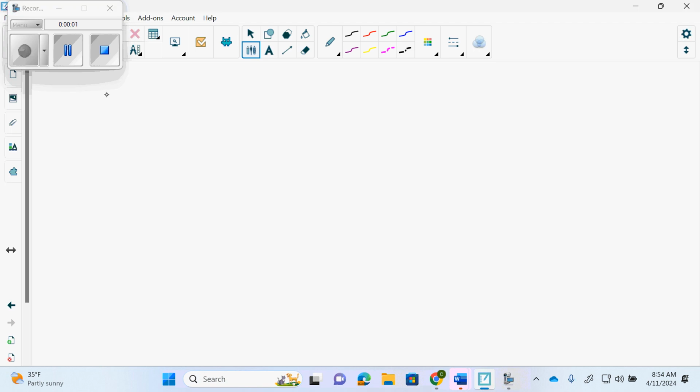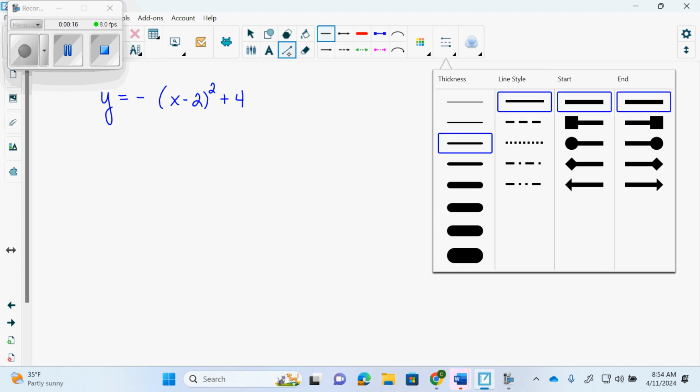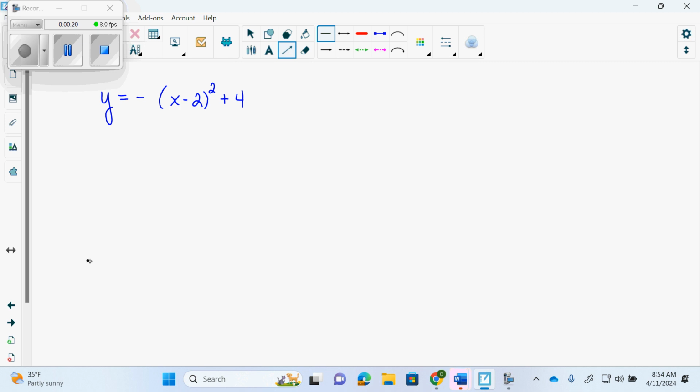Okay, put this one. Y equals negative x minus 2 squared plus 4. Plot that one from 0 to 4, 0 to 4 on the x. Start more simplest.